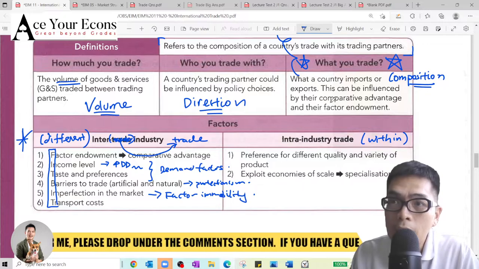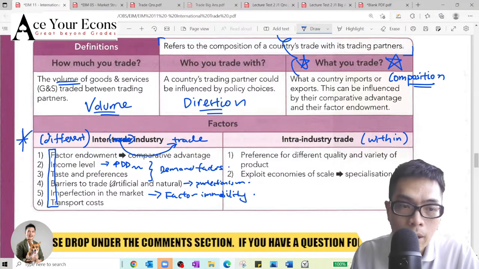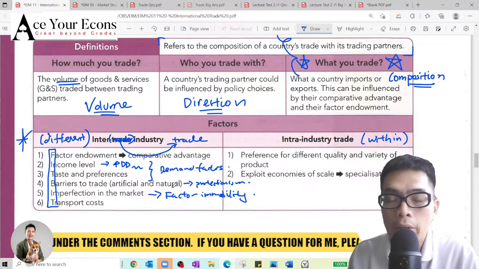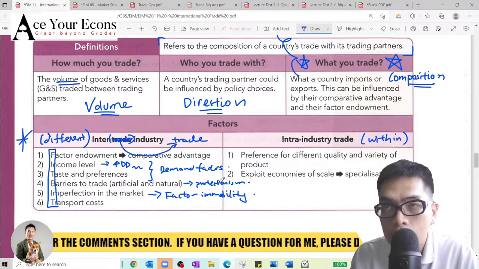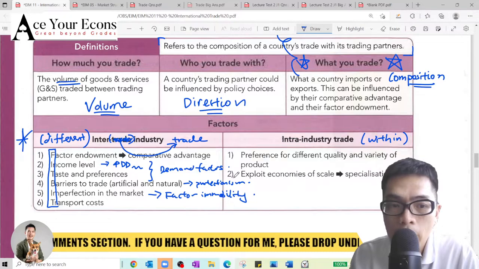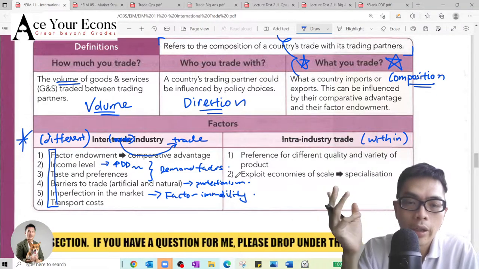What does it mean by artificial barriers to entry? Okay, so someone mentioned barriers to trade. All these are what we call trade sanctions. This will be covered more under protectionism. It will be covered next week. So these two are related topics.